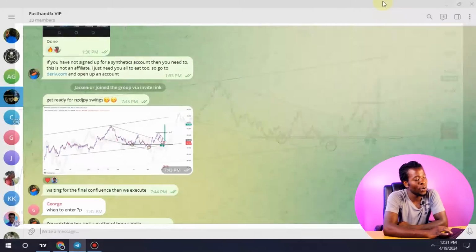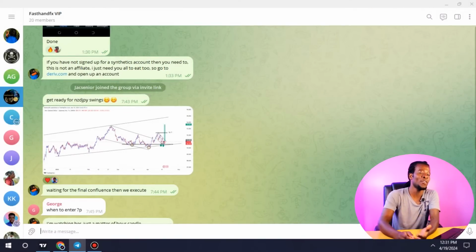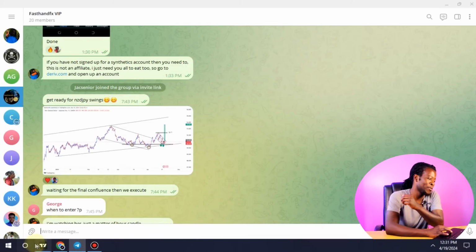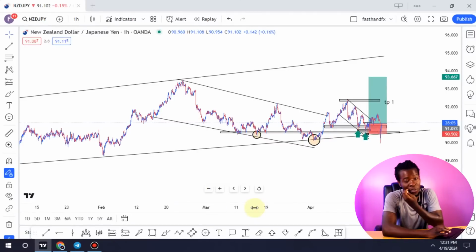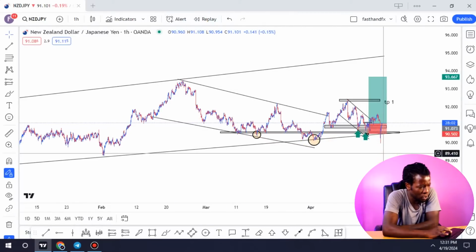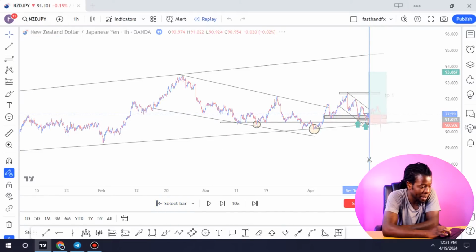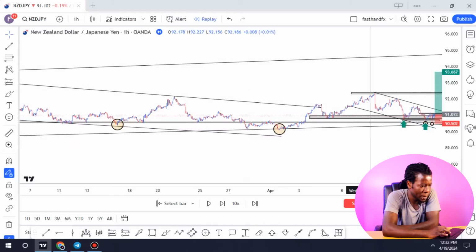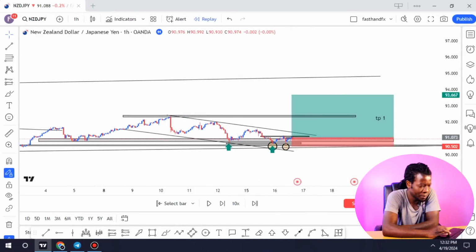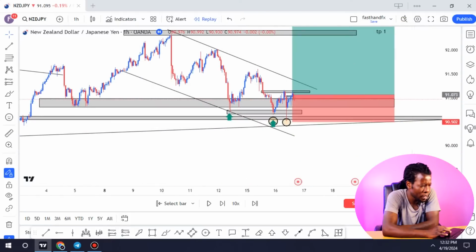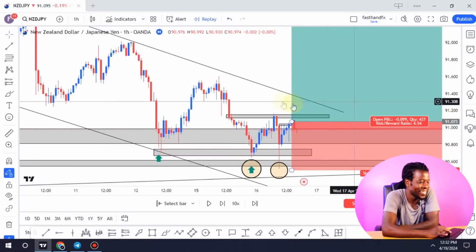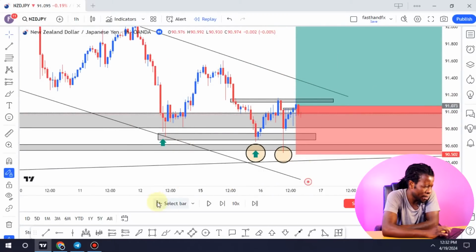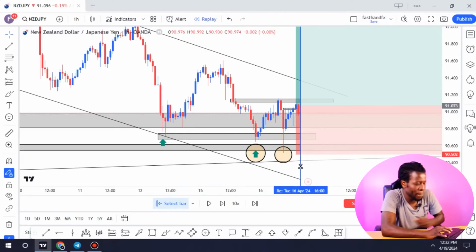Okay, so we were looking for swing positions, and of course, let me just show you over here, guys. I cater for the swing traders, I cater for the scalping traders, and also for the day traders. Okay, so let me just hit my replay tool and show you what I saw before taking that buy entry position. I'm not going to remove my drawings because I don't want to confuse you guys, or waste your time actually.